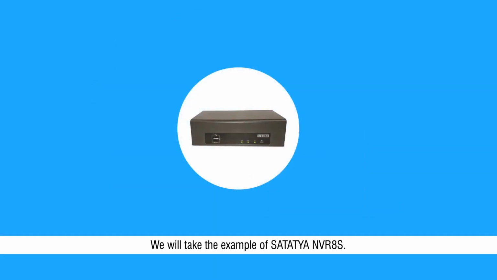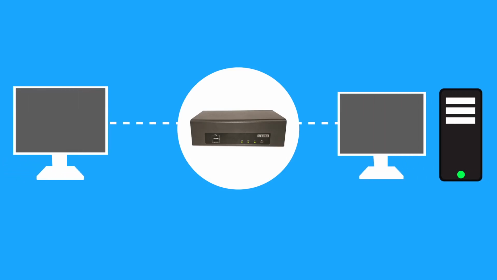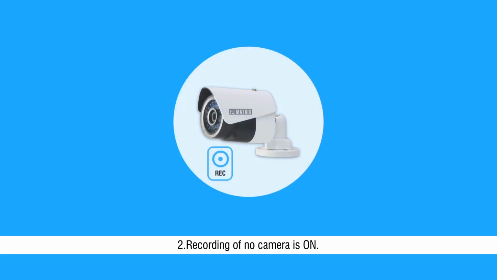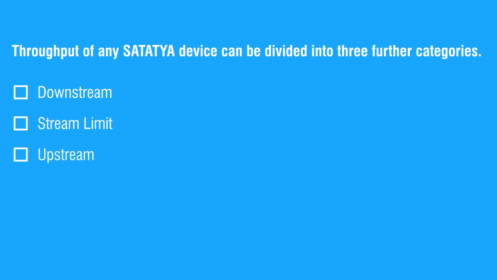We will take the example of SATATYA NVR8S. Also, we will presume two conditions. First, user is watching the cameras in TV monitor and PC. Second, recording of no camera is on. Throughput of any SATATYA device can be divided into three further categories. First, downstream, second, stream limit, and third, upstream.